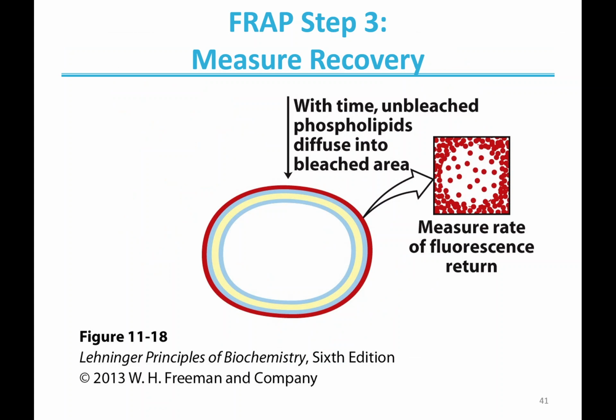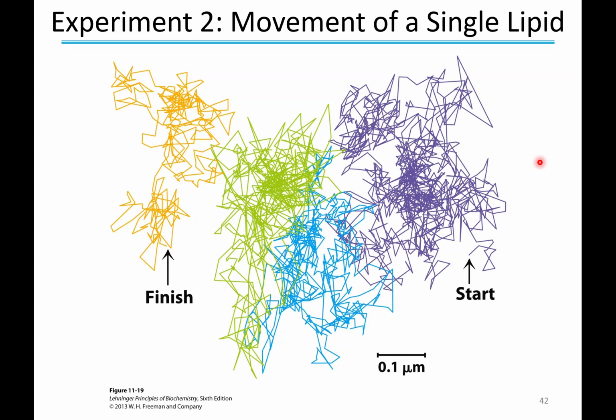By doing that, they measured the rate of diffusion of these lipids within a bilayer, and they could see that it was fluid. The fluorescence did come back. It didn't just stay bleached. It actually came back, and the only way that could occur is if those lipids are fluid and moving. In the second experiment, a single lipid was labeled fluorescently, and then they watched its motion.